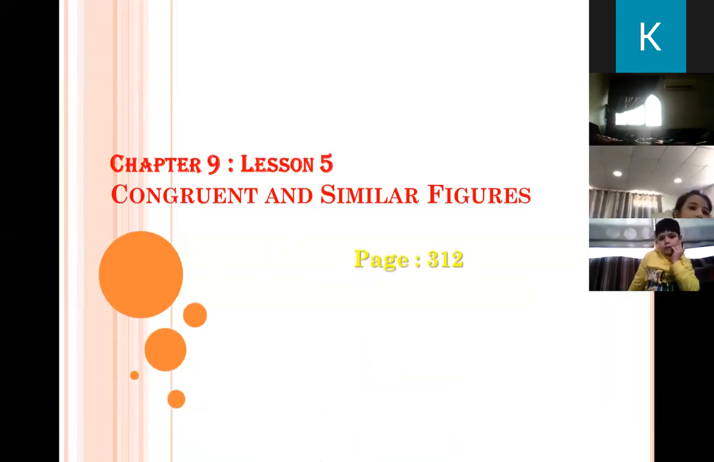Ready? Yeah, let's start. First, yesterday we talked about triangles, and we know how to identify right triangles, isosceles triangles, equilateral triangles, and scalene triangles. And we said that a triangle is a polygon because it's a closed flat figure with straight sides.